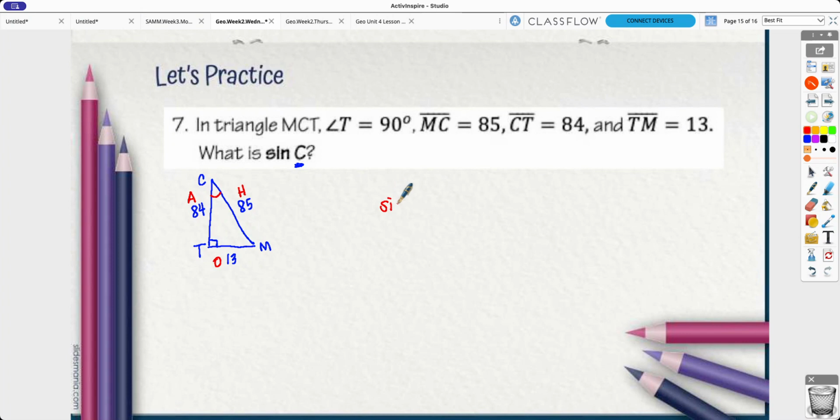So we want to find sine C. We use the acronym SOH, S-O-H, because we want the sine. For this one, we want the O, which is 13, over the H, which is 85.